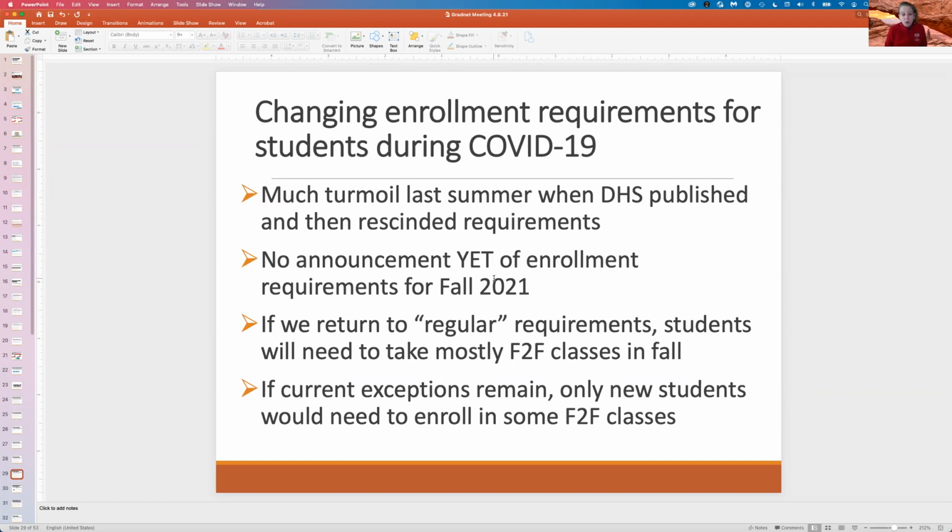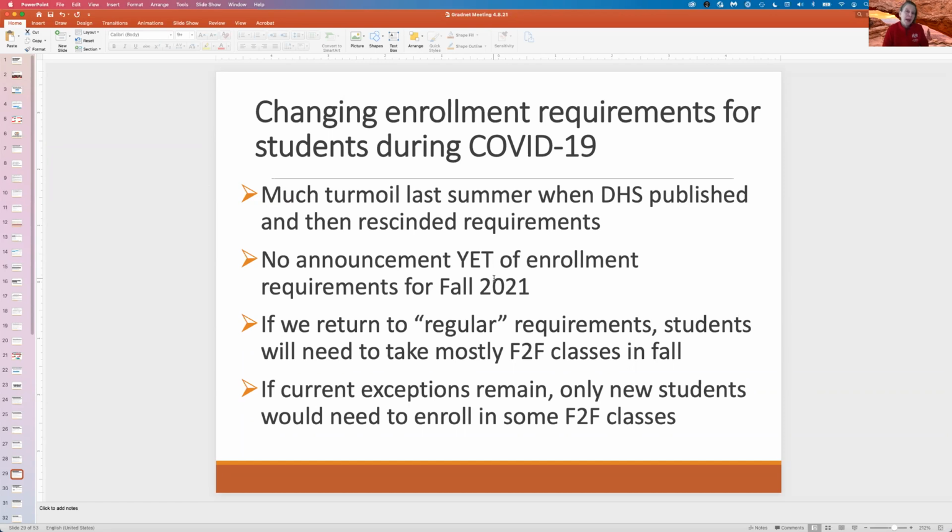So we're still not sure what's going to happen for fall. If the current exceptions or the current rules remain, what is currently in place due to COVID is that anybody who's a continuing student, so that would mean anybody who entered before March of 2020, can do everything online.